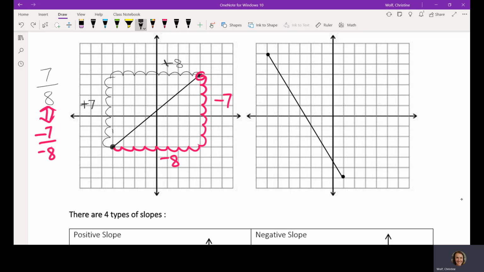Here's my first point. I have to travel down 1, 2, 3, 4, 5, 6, 7, 8, 9, 10, 11, 12. I went down 12, so there's my negative 12. And to the right, 1, 2, 3, 4, 5, 6, 7. To the right is positive 7. So in this case, my slope would be my rise, which happens to be negative 12, over my run, which is positive 7. The negative there wouldn't cancel out. We leave it. And there's a little recap on how to find slope. Not so bad, right?